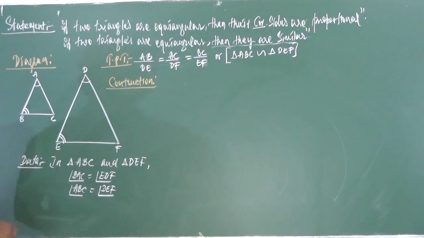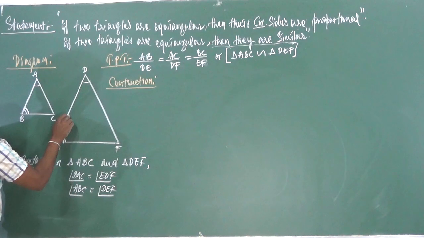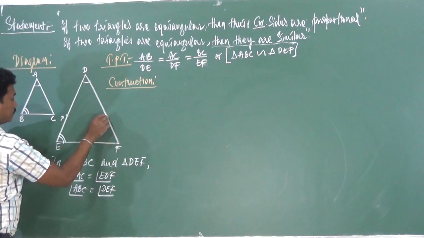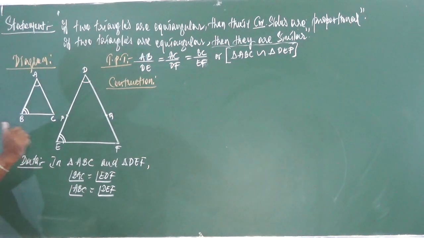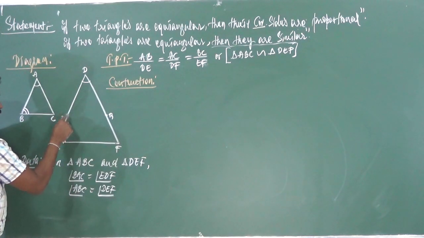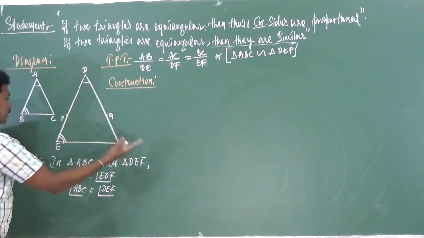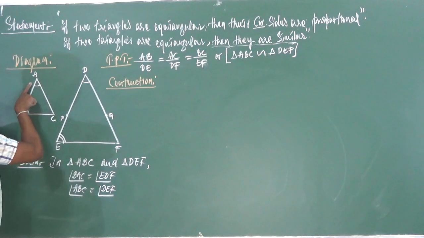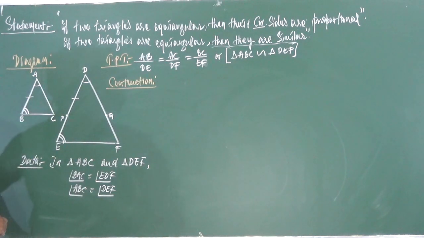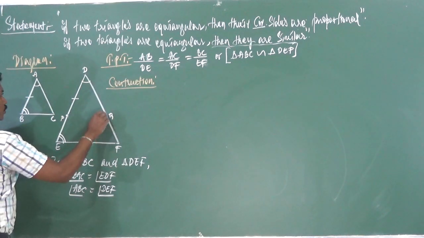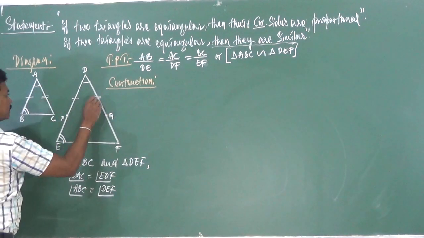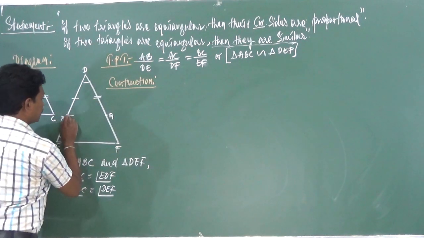Okay, right. So now mark a point P on DE, Q on DF. On what basis, where to mark? We can mark point P anywhere on DE, but mark P here itself. Why? Because we mark a point P on DE such that DP is equal to AB. So this part is equal to this. Now mark a point Q on DF such that DQ is equal to AC. So this part is equal to this. Right? And now join PQ.